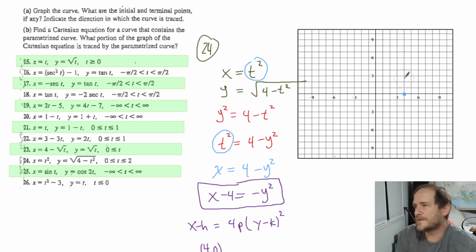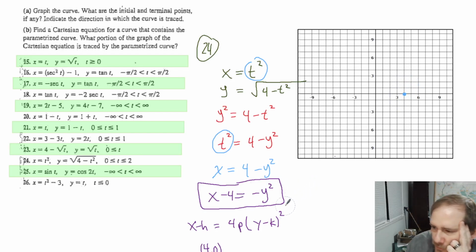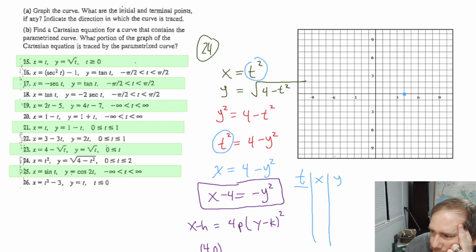So vertex goes there. And then find a few more points, either by evaluating your rectangular equation or by evaluating your parametrics. I don't really care which way you do it. I'm going to try the parametrics. 0 gives me 0, and 0 gives me, trouble. No trouble. That's 2. 0, 2.